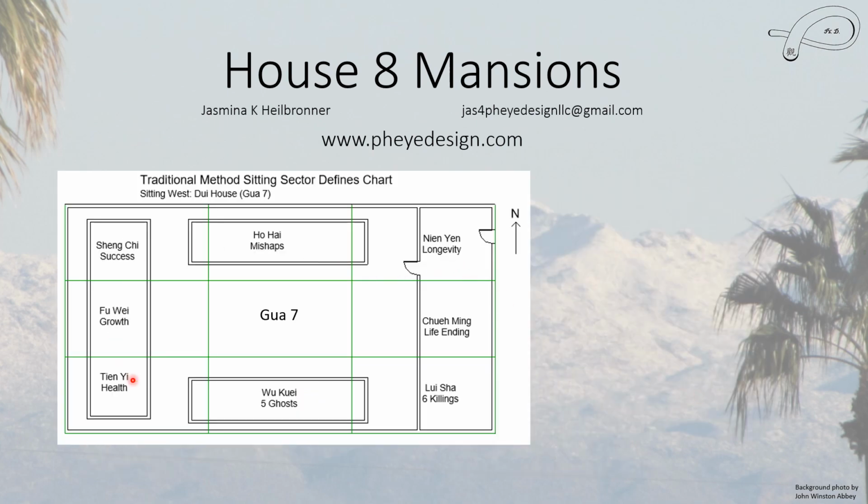But this is how you would lay out the 8 mansions over the traditional system where you have a courtyard house. So again, it's not over just the house. It's over the entire courtyard. Since this is a west sitting house, or west sitting courtyard, it's a Dewey house. It uses GWA 7. So when you apply that, this is what you get.